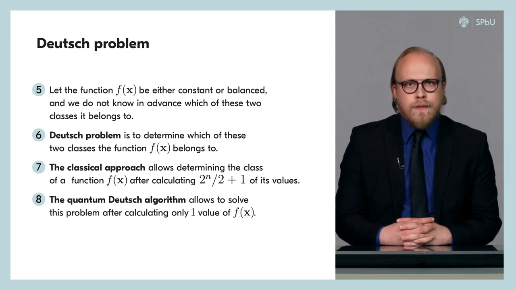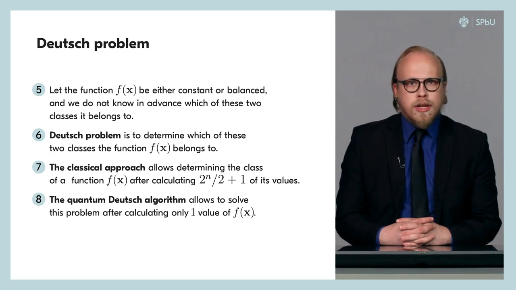Let, for example, the function f be constant. Then, if f of 0 and f of 1 are both equal to 0, the sum of the values of the function f will be equal to 0. And if f of 0 and f of 1 are both equal to 1, then the sum of the values of the function f will also be equal to 0, since we use addition modulo 2, and 1 plus 1 modulo 2 is also 0. If the function f is balanced, then it is easy to show that the sum of its values modulo 2 will be equal to 1.